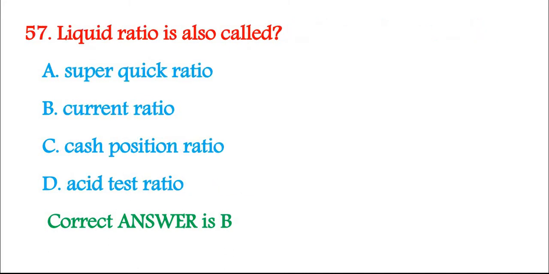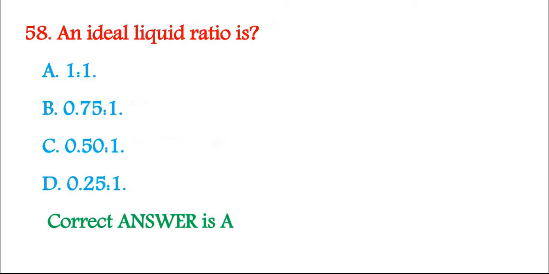57. Liquid ratio is also called: A. Super quick ratio, B. Current ratio, C. Cash position ratio, D. Acid test ratio. Correct answer is B. 58. An ideal liquid ratio is: A. 1:1, B. 0.75:1, C. 0.50:1, D. 0.25:1. Correct answer is A.